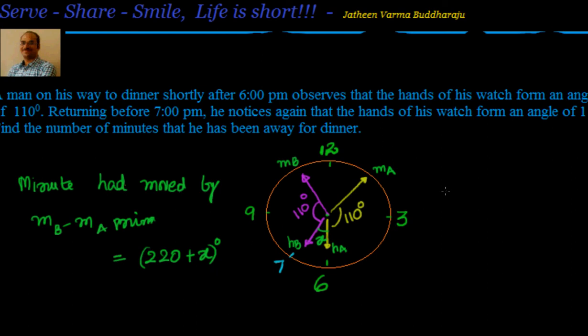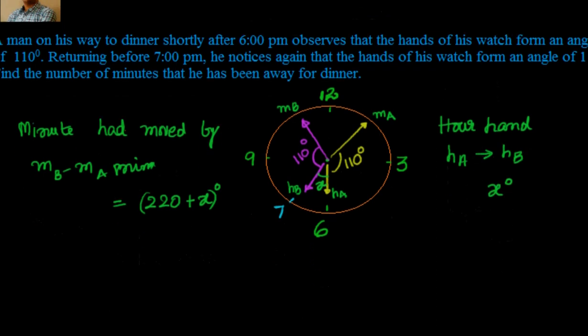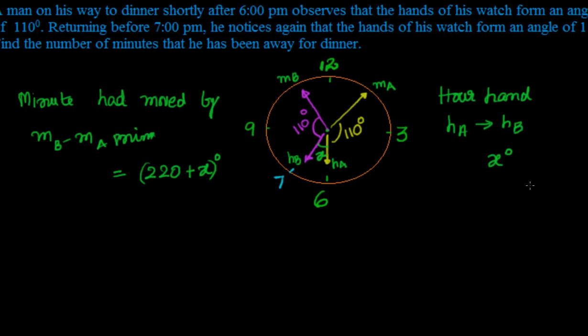Okay. Similarly, let's look at our hand and see what is the angle here. Initially, let us say HA, then it moved to HB. The hour hand moved from HA to HB. And what is the angle for this? X degrees.